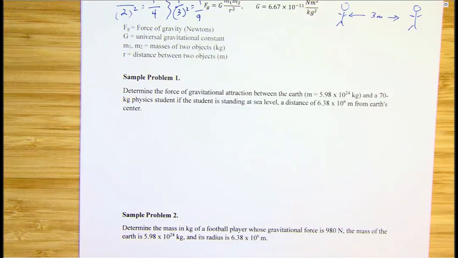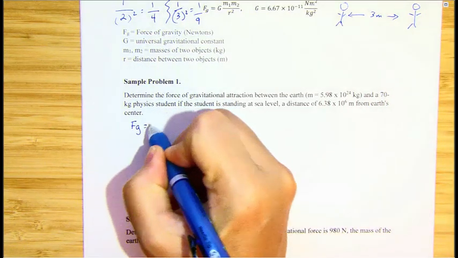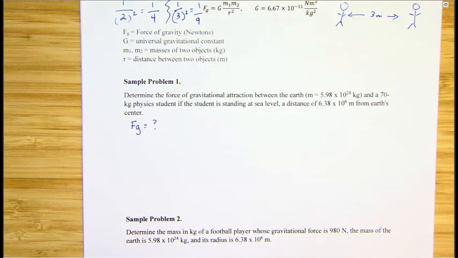We're also going to have to use our calculators to do the scientific notation. Okay, so determine the force of gravitational attraction. So what they want to know is Fg between the Earth, which has a mass of 5.98 times 10 to the 24th kilograms, and a 70 kilogram physics student, if the student is standing at sea level, a distance of 6.38 times 10 to the 6 meters from Earth's center. Why are they saying sea level?